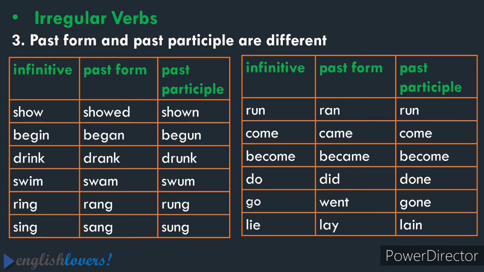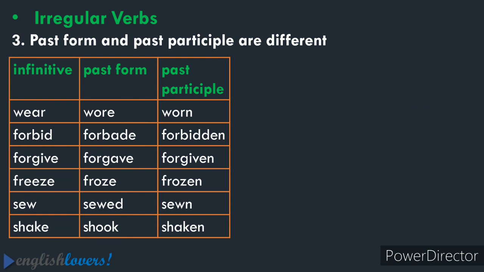Lie, lay, lain. Pronunciation, pay attention. What is lie? Lie means put yourself in a flat or horizontal position, especially when you take rest. That is lie down, we say. Next is wear, wore, worn. Forbid, forbade, forbidden. What is forbid? Forbid means order somebody not to do something. So when something is forbidden, it means that it has been ordered not to do that thing.